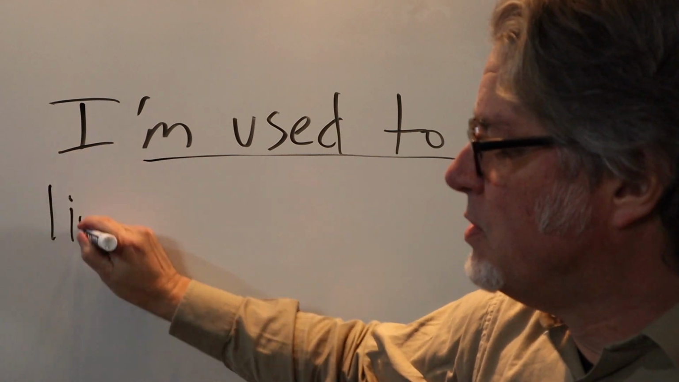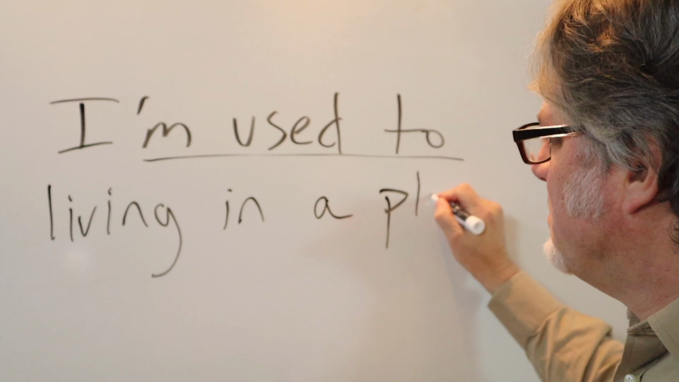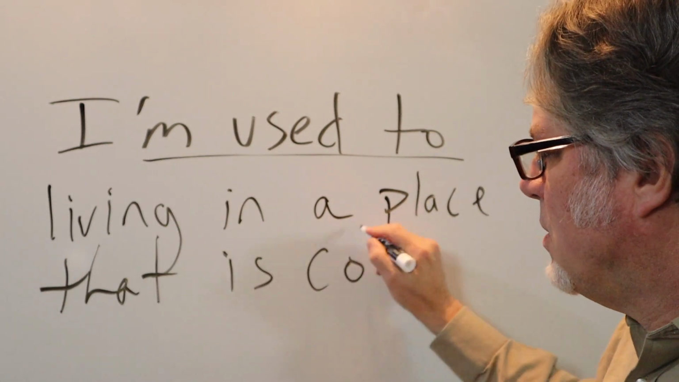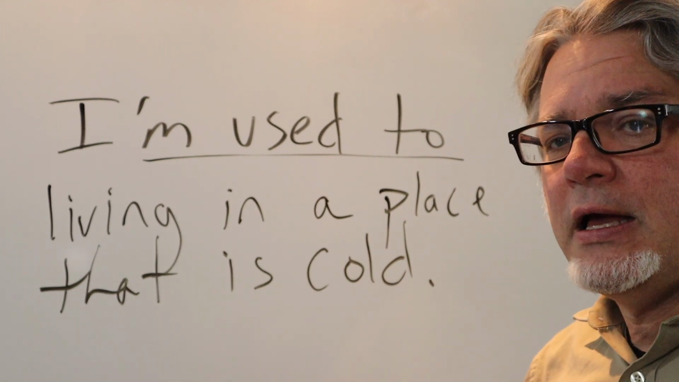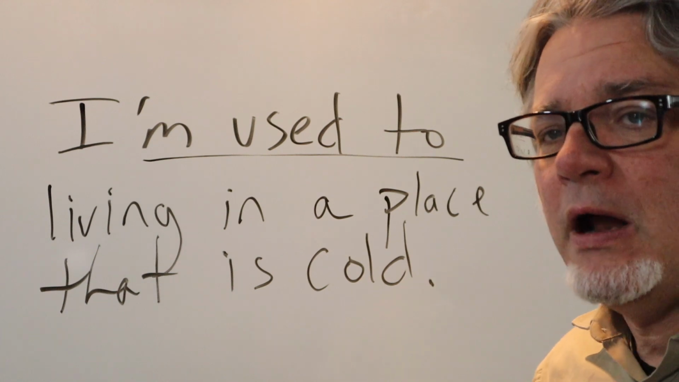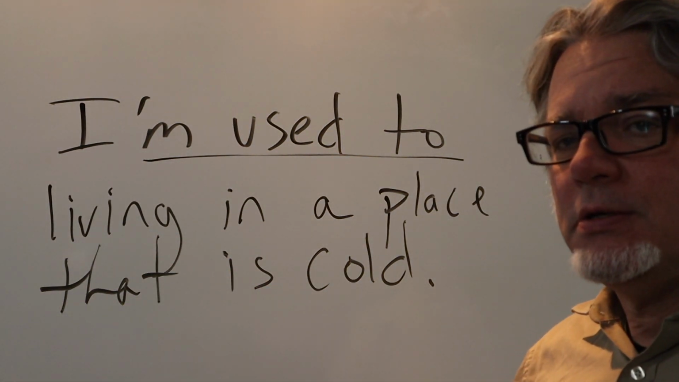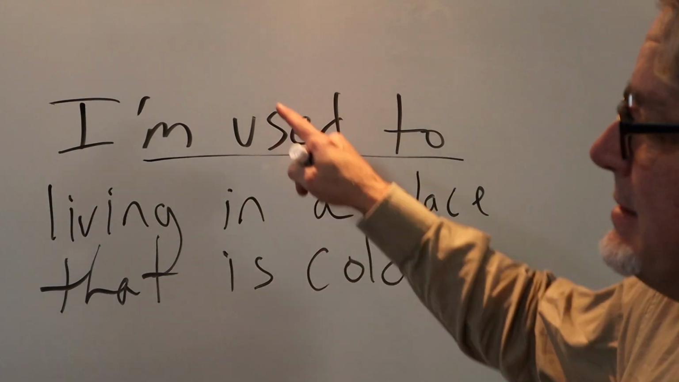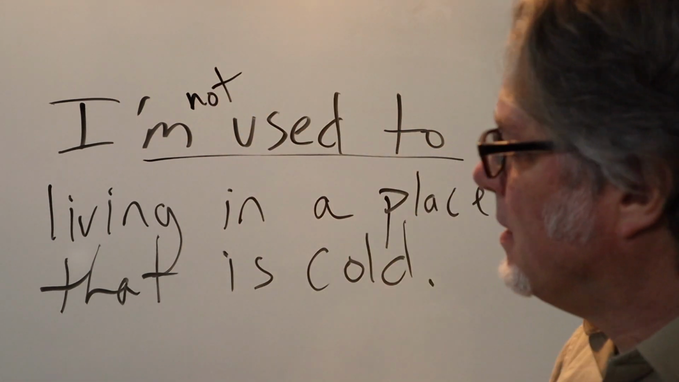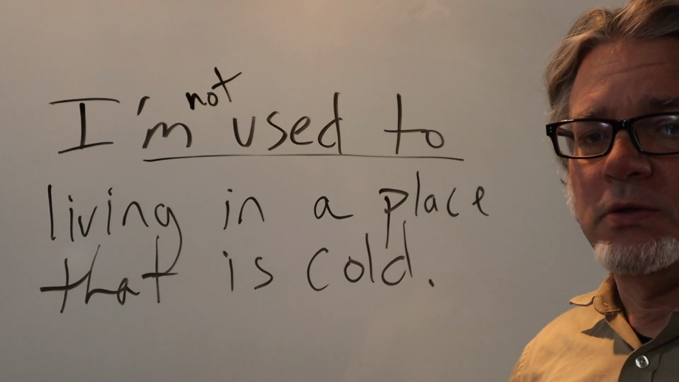You can also follow used to with a gerund. I'm used to living in a place that is cold. I'm used to it. Or I'm used to living in a place that is cold. If you make this negative, put not here. I'm not used to living in a place that's cold.